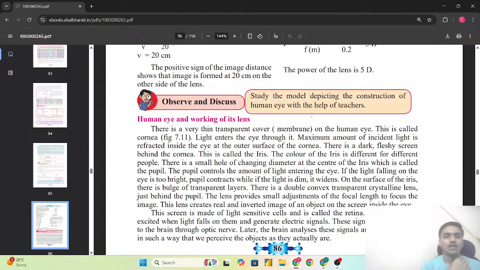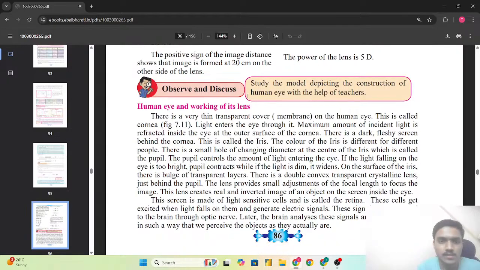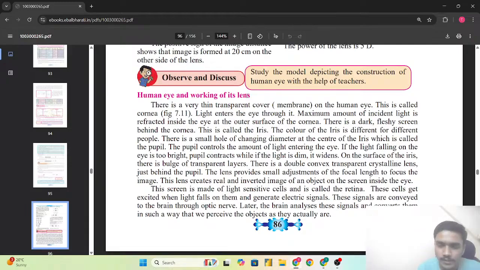Next, we are going to study the next topic, that is the human eye and the working of its lens. There is a very thin transparent cover membrane on the human eye, which we call the cornea. Light enters the eye through it. Maximum amount of the incident light is refracted inside the eye at the outer surface of the cornea.